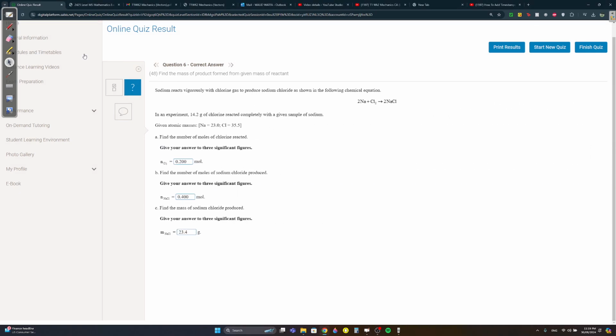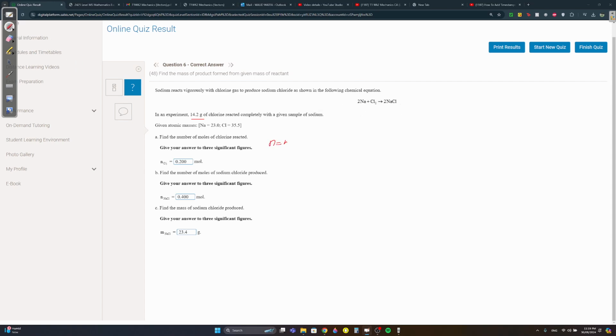Question 6. RR and GR. Okay, we have this experiment. They told us 14.2 grams of chlorine reacted with sodium. So here we can do RR and GR. What do they want? They first want the moles of chlorine. So before RR and GR, we can calculate the moles of chlorine.